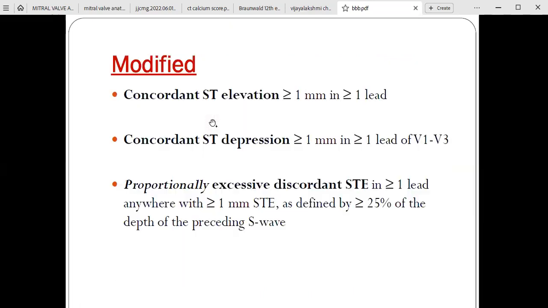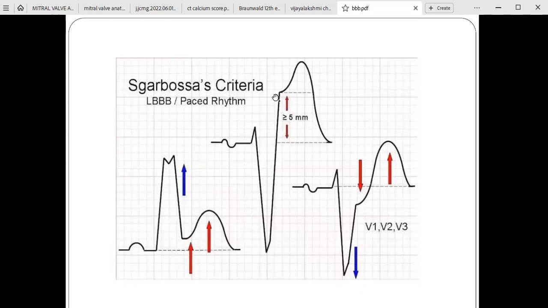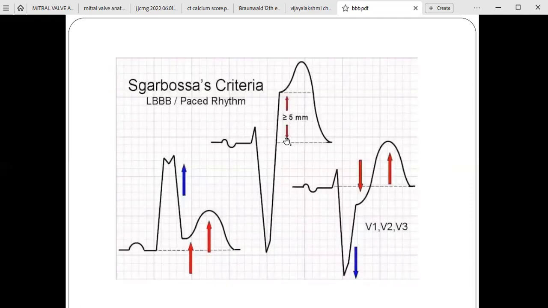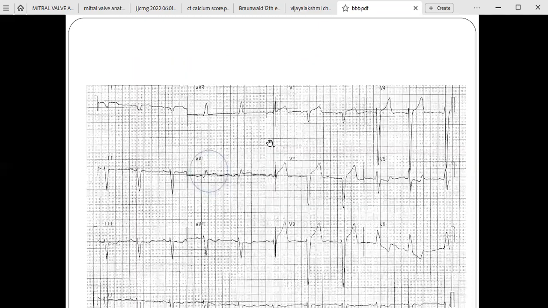This was the original criteria, which was modified later on. The modification is only in one thing: where there is discordant ST elevation, it was given as more than 5 millimeters. It was changed so that if the ST elevation is more than 25% of the depth of the S wave, then it is considered a positive sign.